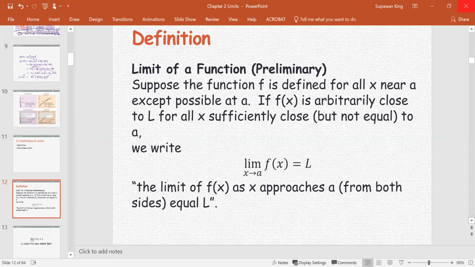By definition, we're going to use the function defined for all x near a, except possibly at a. So we will look at the values closer to the point a. If x is arbitrarily close to a, then y is arbitrarily close to L. So we have y equals f of x, where x approaches the value a, y approaches the value L.